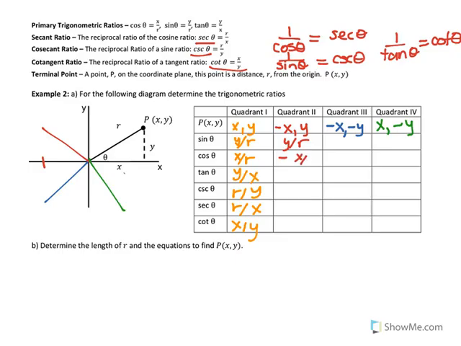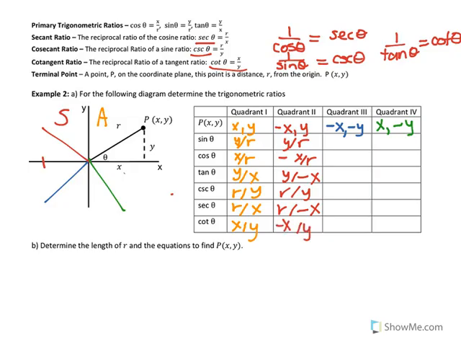In quadrant 2, the ratios all stay the same, except we can see that some of them turn negative because we have x values that are negative. So they all stay the same. And the things that you should notice that stay positive are sine and cosecant. So in quadrant 1, they are all positive. In quadrant 2, only sine is positive. Oops, I wrote that backwards.